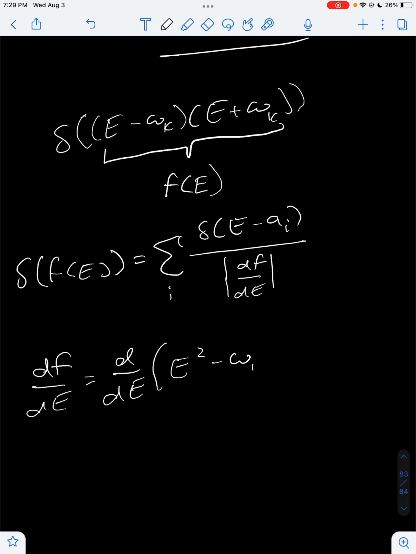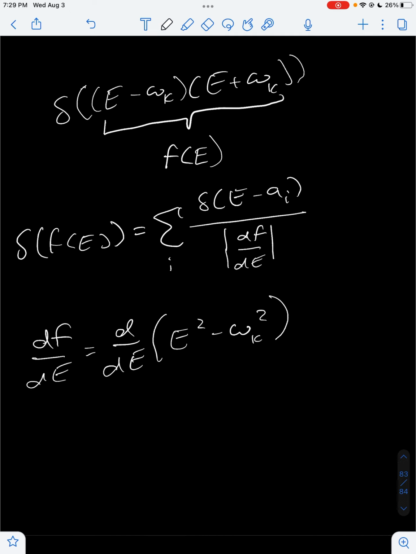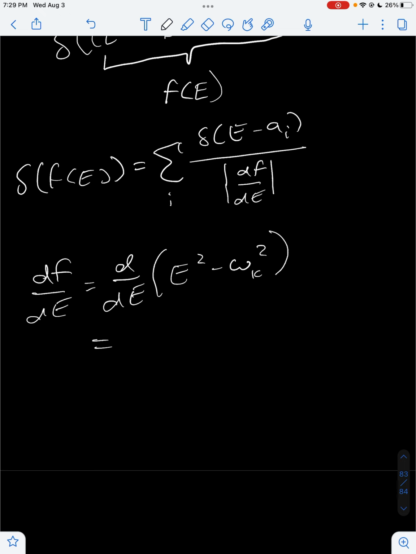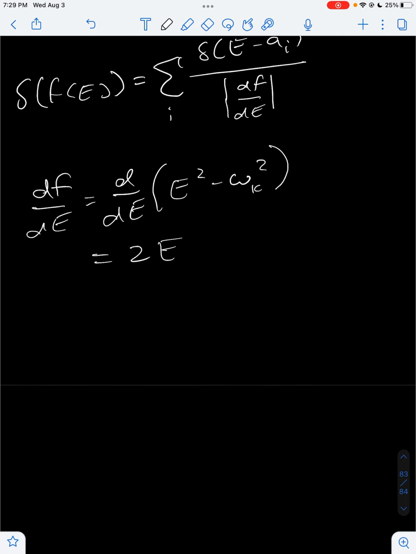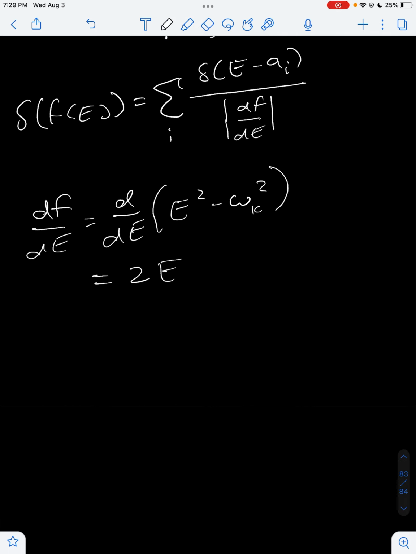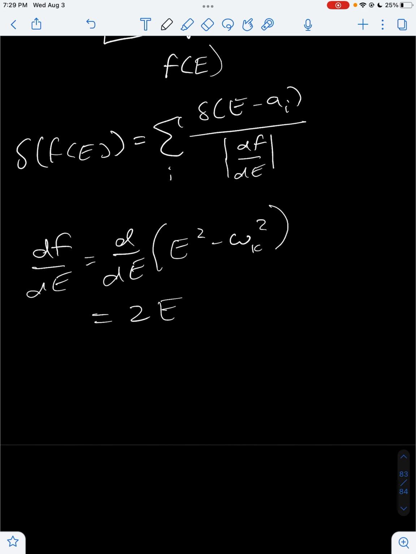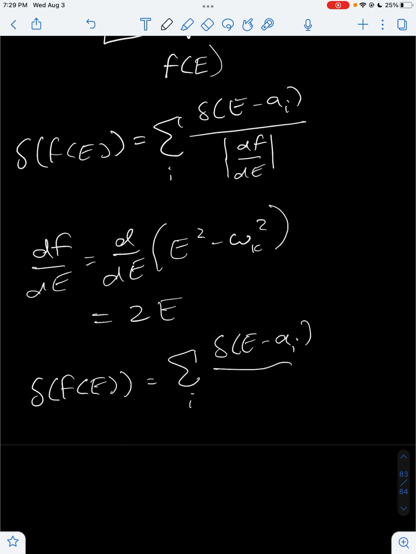Minus omega k squared. So this derivative is going to be equal to 2e. Even though e equals omega k, we're going to treat them as independent variables, because we haven't really established that they're equal to each other just yet. So df over de is 2e, so delta f of e is going to be equal to the sum of delta e minus ai over 2e.